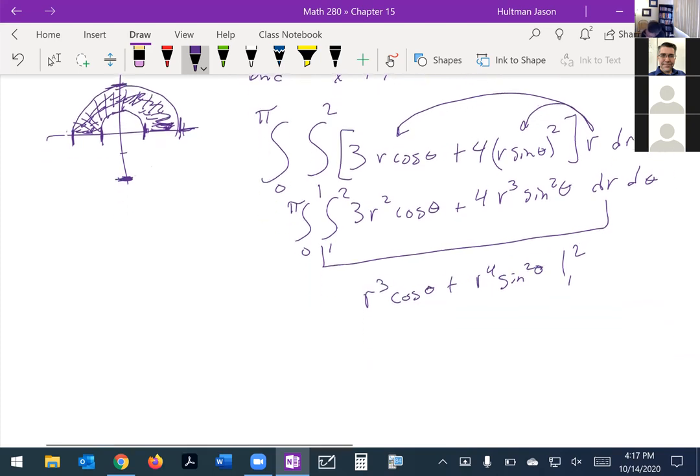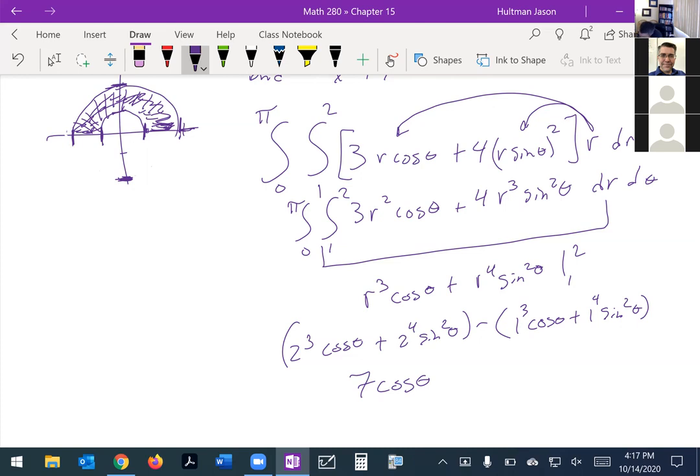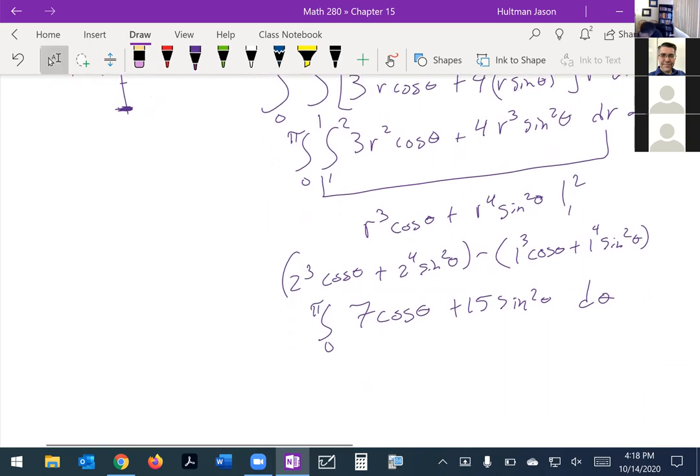So now we're going to plug in our r's. This is 2 cubed cosine theta plus 2 to the fourth sine squared theta, minus 1 cubed cosine theta plus 1 to the fourth sine squared theta. So this is 8 cosine theta minus 1 cosine theta, which gives me 7 cosine thetas. This is 16 sine squareds minus 1 sine squared, which gives me 15 sine squareds. Cool. That's all with respect to theta now. We got rid of the r, so 0 to pi. Nice. So now let's integrate with respect to theta.